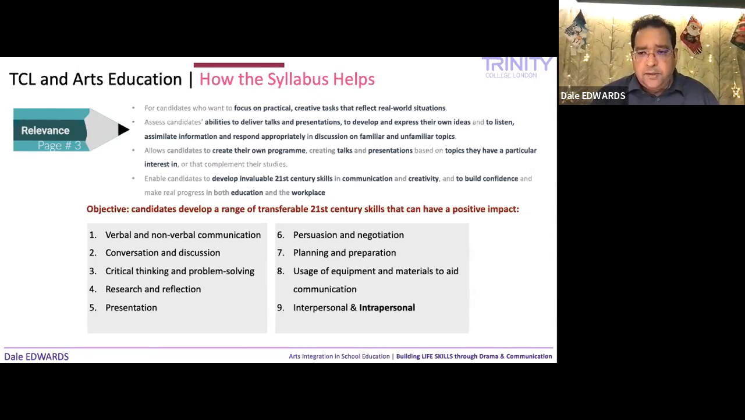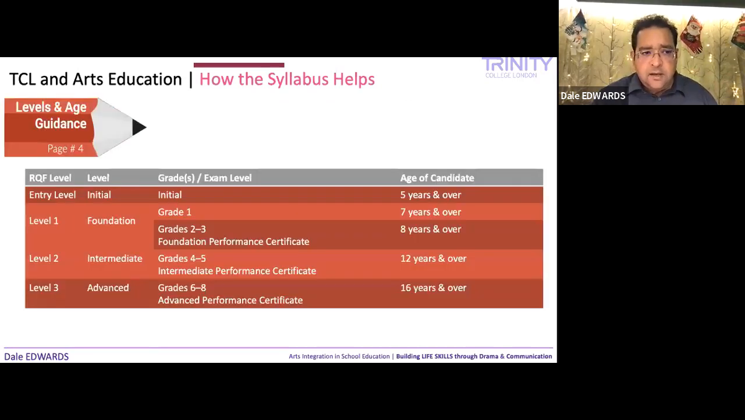Why is it important? The syllabus also mentions some of the skills that can be developed, and I'll talk a little more about those skills. Also, if you're trying to map it with your school, or doing this for the first time, or attending one of our webinars today for the first time, then a syllabus will also give you age guidance and age recommendations. So you will understand how to integrate it.